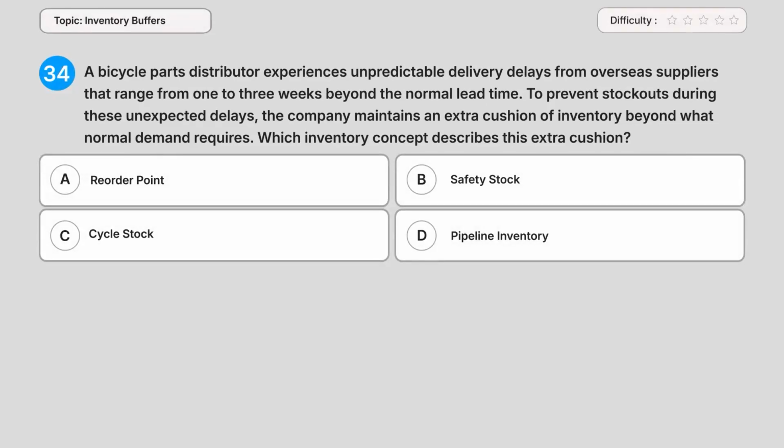34. A bicycle parts distributor experiences unpredictable delivery delays from overseas suppliers that range from 1 to 3 weeks beyond the normal lead time. To prevent stockouts during these unexpected delays, the company maintains an extra cushion of inventory beyond what normal demand requires. Which inventory concept describes this extra cushion? A. Reorder point. B. Safety stock. C. Cycle stock. D. Pipeline inventory.